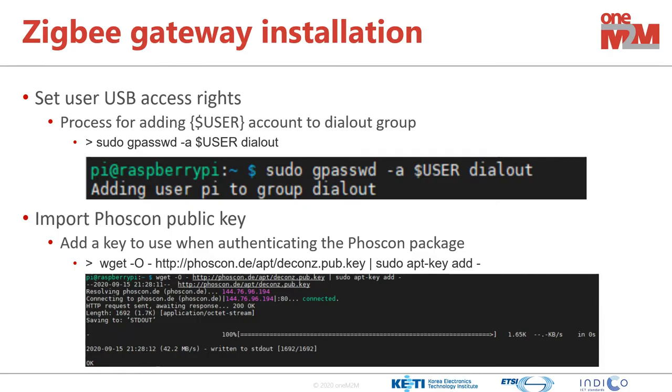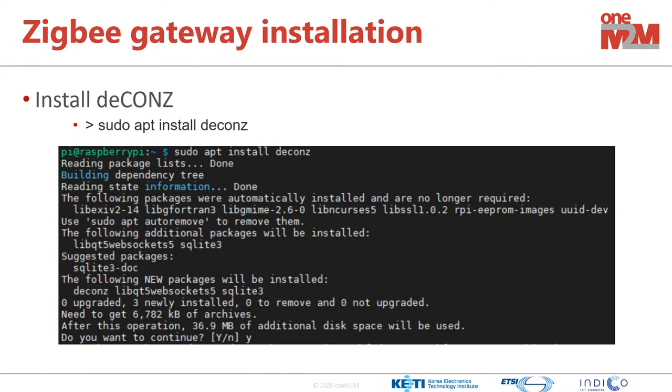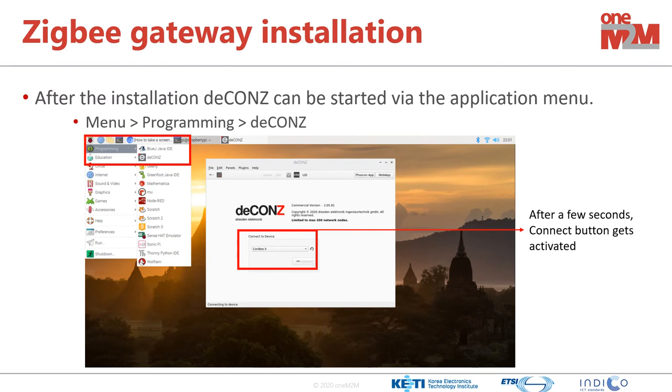For the gateway installation, you can follow the instruction like this and this. There would be no problem as we did locally. And install the Deconz. And after the installation, you will see it from the menu and run it.